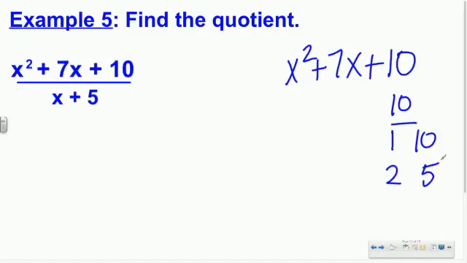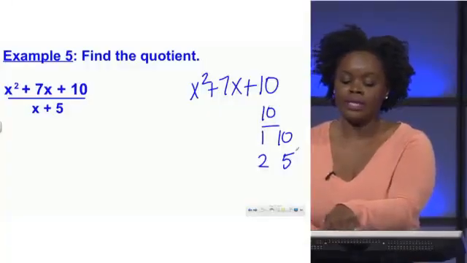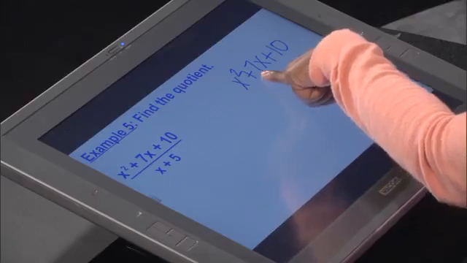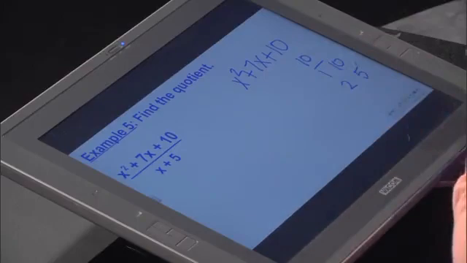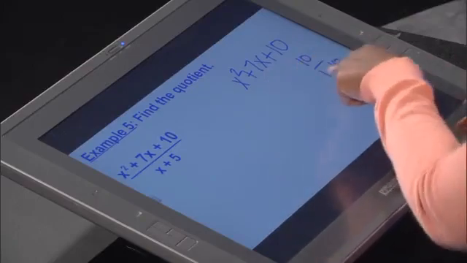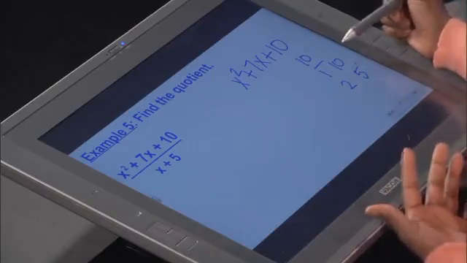I need a positive 10 for my product. So that means I'm either multiplying two positive numbers together or two negative numbers together. And then looking back at my trinomial, I know I need a sum of positive 7. So there's no way I could add negative numbers together and get something positive. So that means my factors here are going to be positive. Okay? So let's look back and test it out.